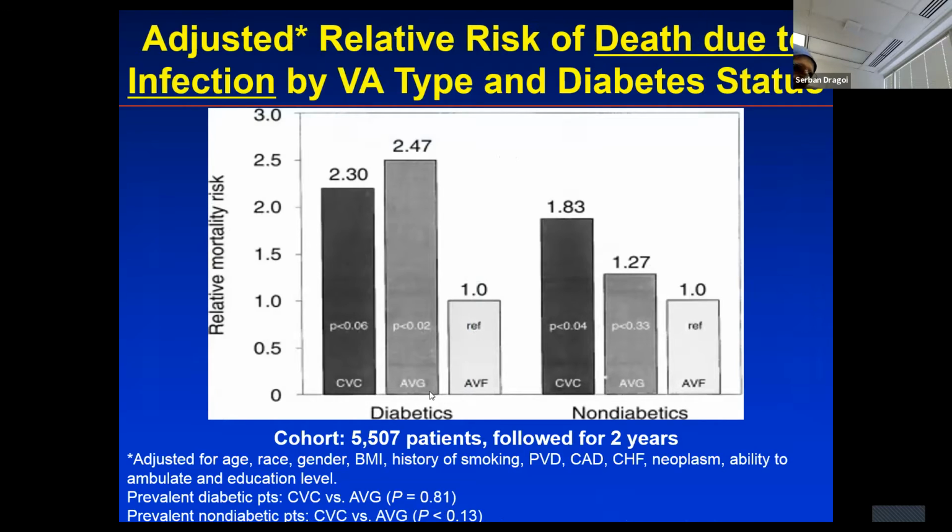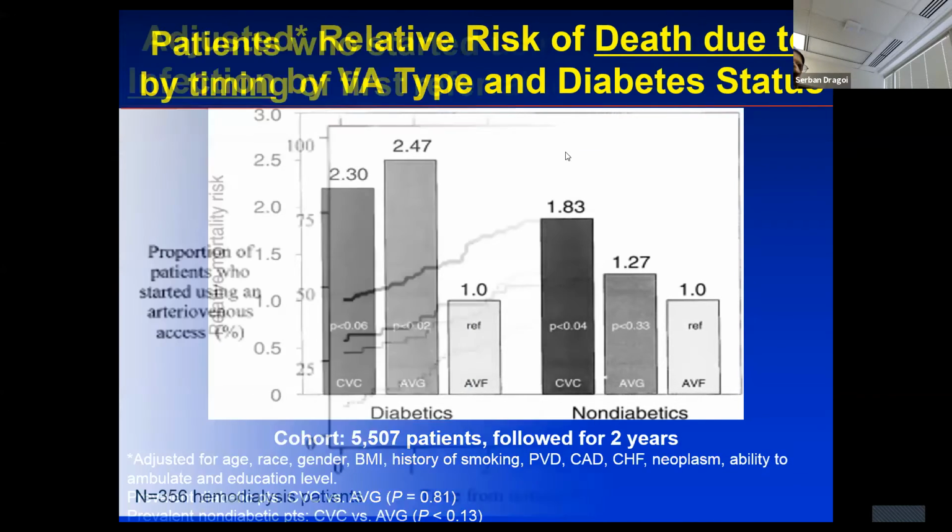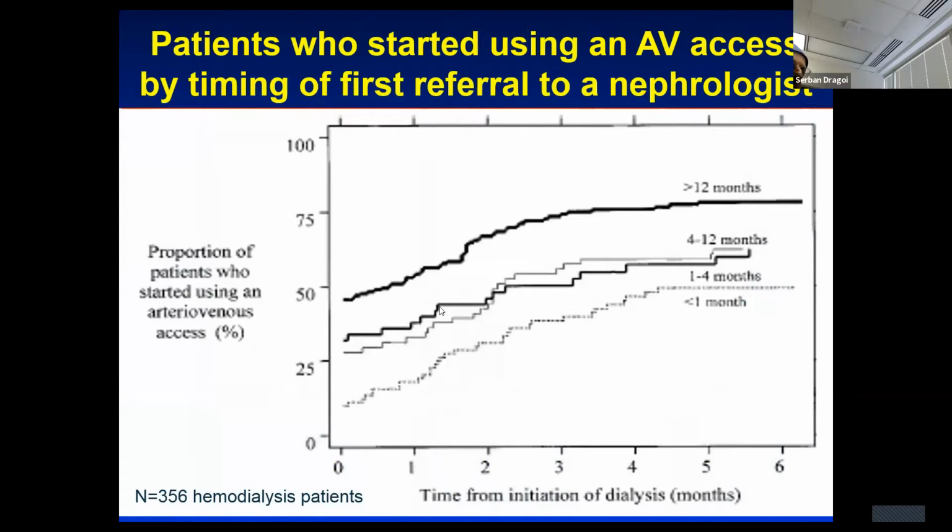Here, interestingly, diabetics have a relative risk of death. The ones with grafts have even higher relative risk of death compared with CVC if they're diabetics. So the main problems with AV grafts are that they clot and they get infected, especially in diabetics. Infection in grafts is a very common situation.